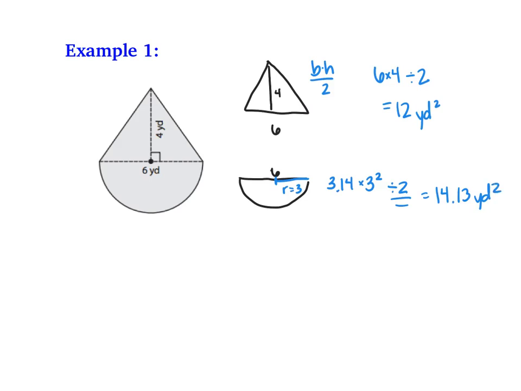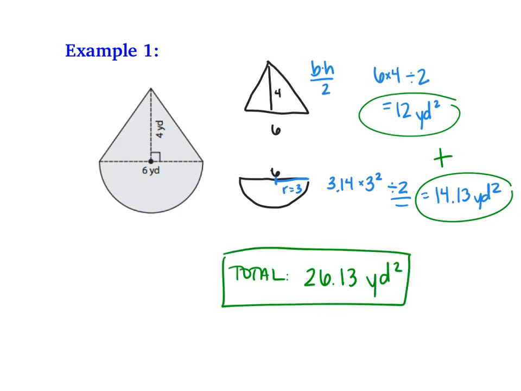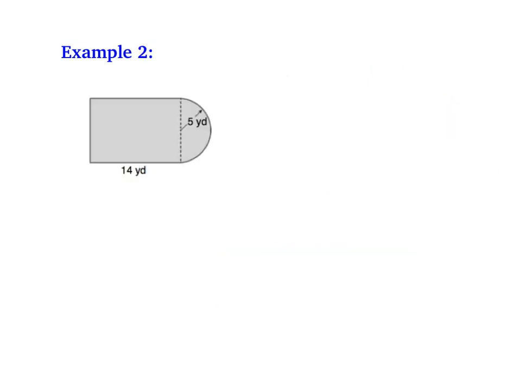So the area of the total figure there is going to come from taking your two pieces and adding them together. So I would be using my 14.13 plus the 12 that I got from the triangle. So all together, that shape has an area of 26.13 square yards.